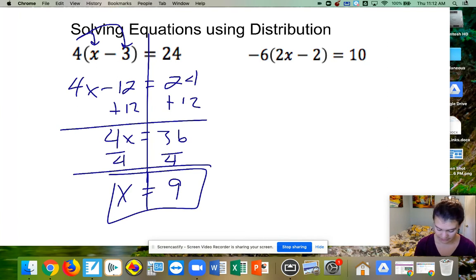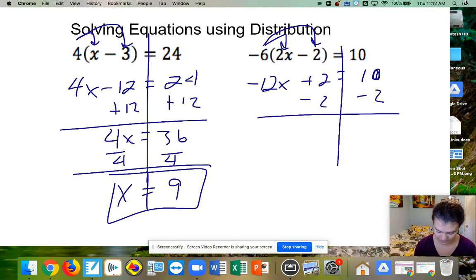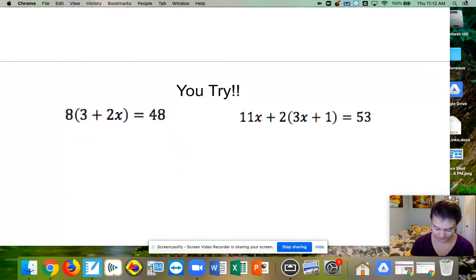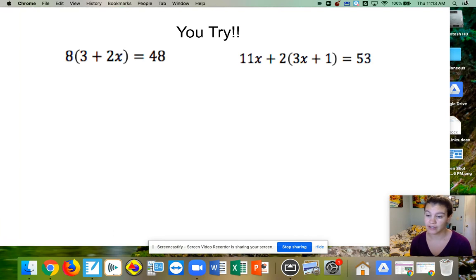So the next one, same idea, distribute in. Negative 6 times negative 2, negative 12. And then negative 6 times negative 2 is positive 12, equals 10. Solve from here. So we can subtract the 2 from both sides. Negative 12x will equal negative 12. Divide by negative 12. And x equals 1. And that's your solution. All right, so pause the video and try these two on your own.